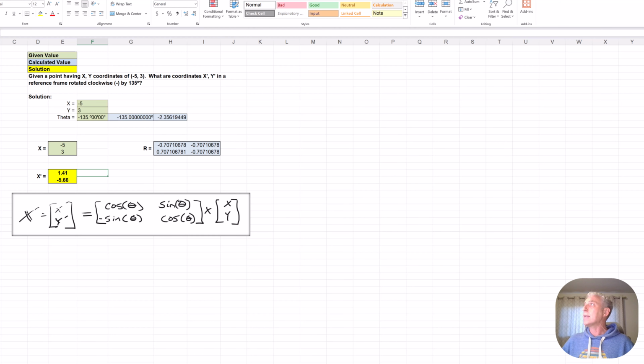So that is, in a nutshell, two-dimensional reference frame rotation. Next time we'll look at translating, and then we'll put them together for a rotation and translation. We're getting into some fun stuff, and we're going to let this one go for now. It's been a long session, and next time we'll look at translation.